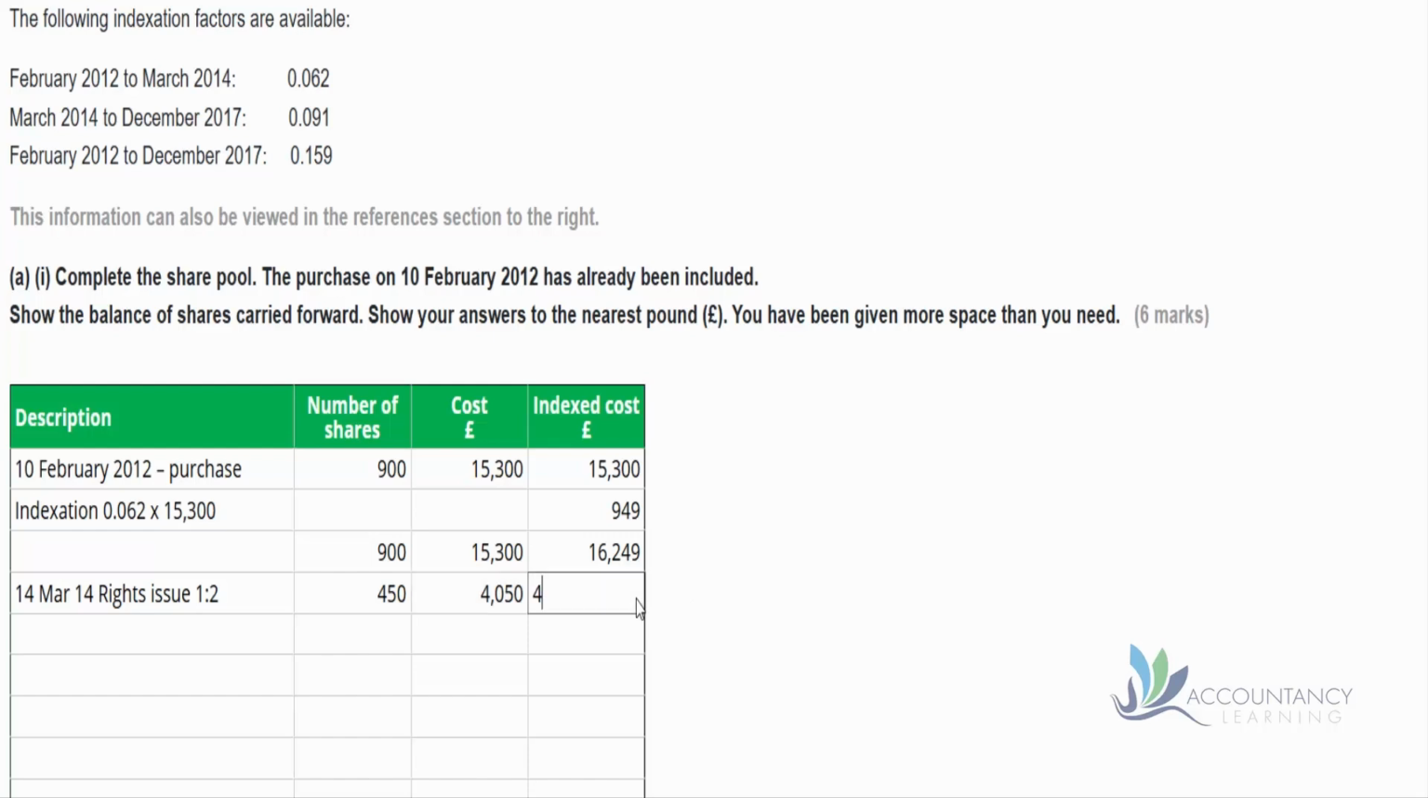Okay, so that means we've got 4,050 as our cost. So let's do our subtotal again. So we've got now 1,350 shares. We have 19,350 as the cumulative cost. And we have 20,299 as our cumulative indexed cost.